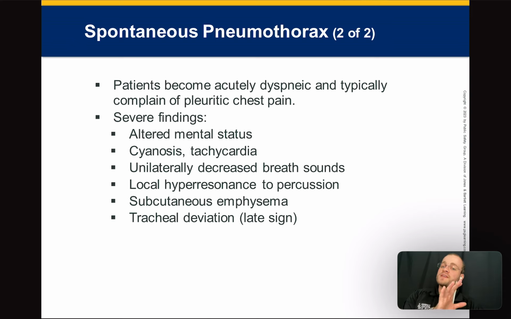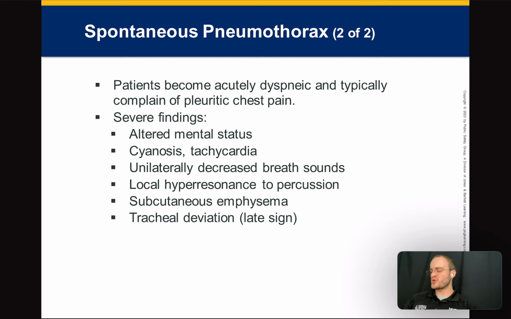Now, the severe findings, when this becomes life-threatening, is they'll have an altered mental status. If you drop an entire lung, right, you're not going to be able to perfuse the brain as well. It's not going to get as much oxygen that it demands, so you'll end up with altered mental status. One of the first things we see in shock, right? Altered mental status. Cyanosis, which is a bluish tint of the skin. Tachycardia, an increased heart rate, right? Unilaterally decreased breath sounds, right? They will tell you that.